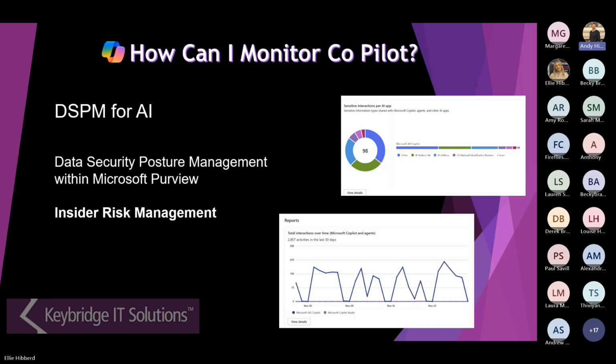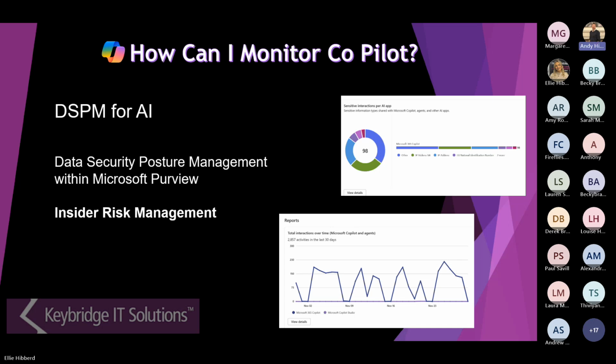You can see what agents are being used, who's using them. You can also go into details in what information is being put into the agents and into Copilot in general. So are people uploading sensitive details like national insurance numbers? People putting in other sensitive data. This will monitor it and it will keep you on top of that.